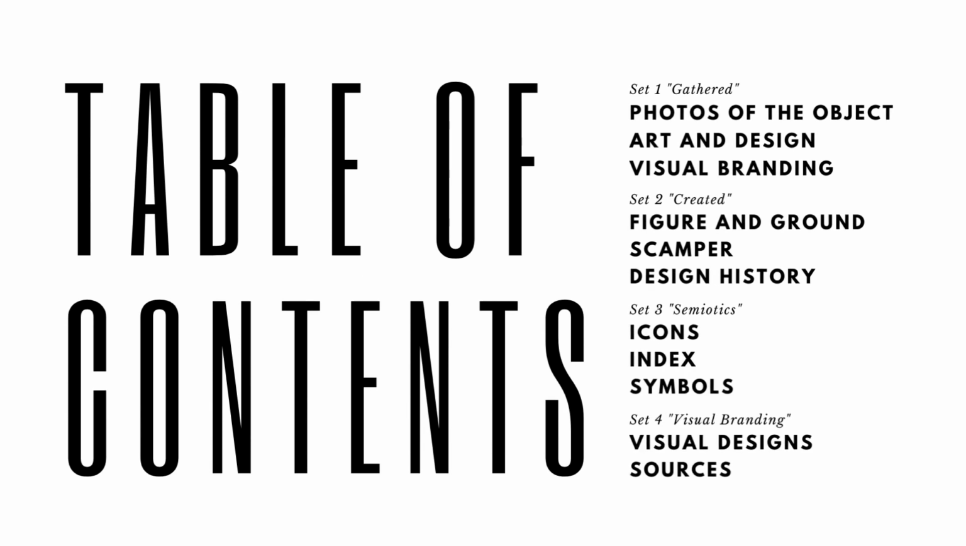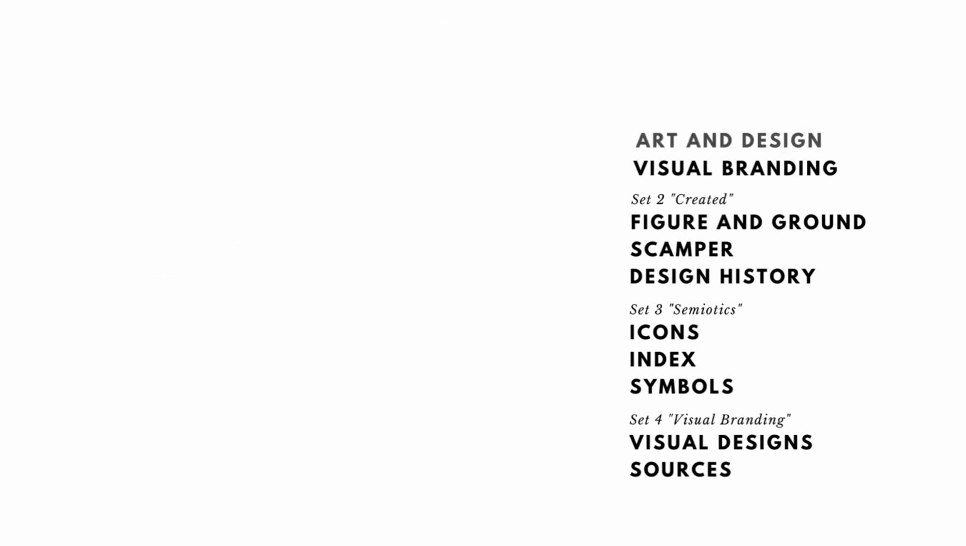So, what you see here is the contents of this presentation. For set 1, we're going to be talking about the gathered materials for the 100 iteration project, which are the photos of the object, the visual branding, and the arts and design. For set 2, we have the created. So these are the figure and ground, the SCAMPER, and the design history. For set 3, we will be talking about semiotics, the icon, the index, and the symbols.